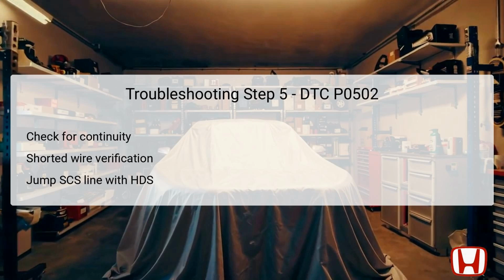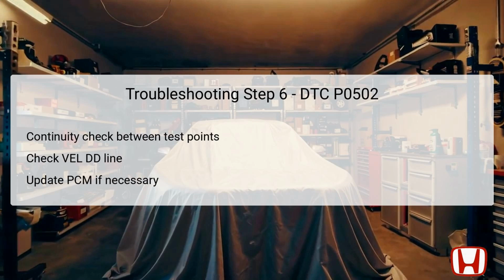A confirmed continuity indicates a short to ground in the VEL-DD line. Therefore, repair is vital. However, no continuity would suggest that the VEL-DD line is not shorted, leading to further troubleshooting steps. During step 6, the focus shifts to checking for continuity between designated test points.